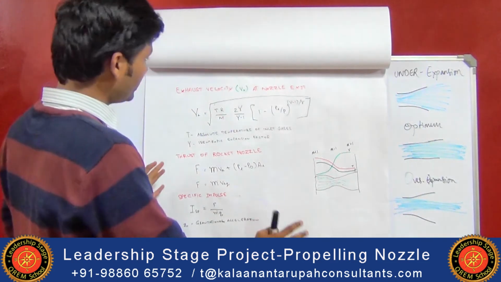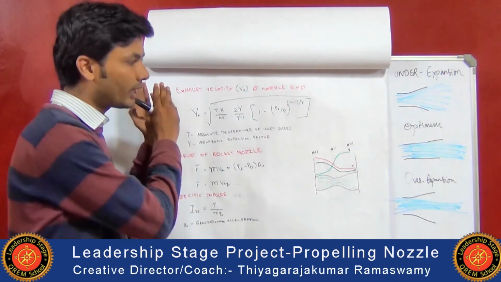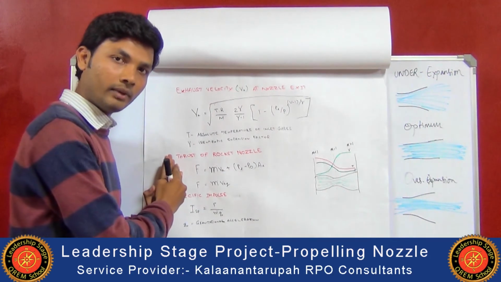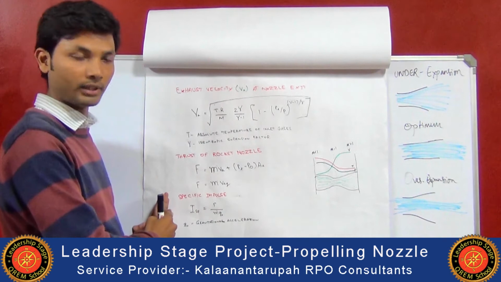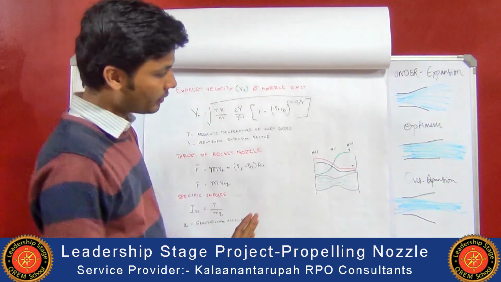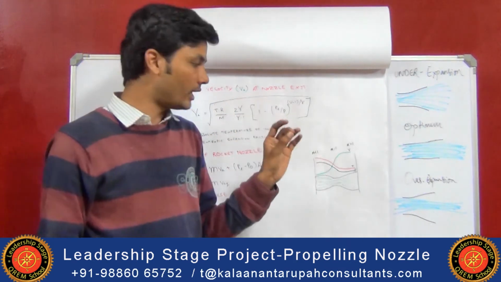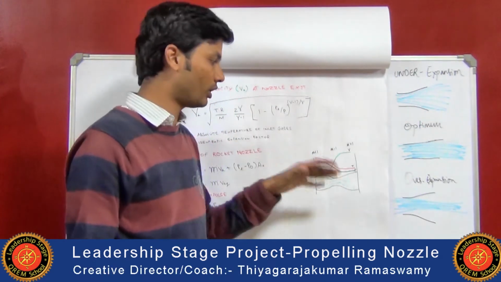So this is the brief idea of how we need to calculate the exit velocity, what thrust we are getting in the plane, and also the specific impulse. Now this is just a line diagram of the convergent and the divergent. We'll see how exactly the temperature, pressure and velocity vary with respect to the nozzle.